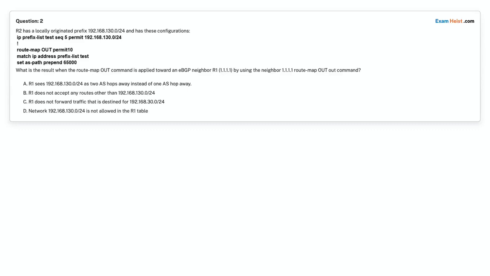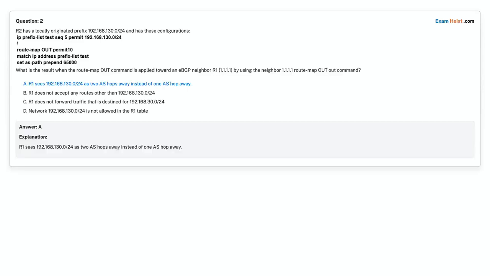Choose the correct answer. Correct answer is Option A. R1 sees 192.168.130.0/24 is 2 AS hops away instead of 1 AS hop away.